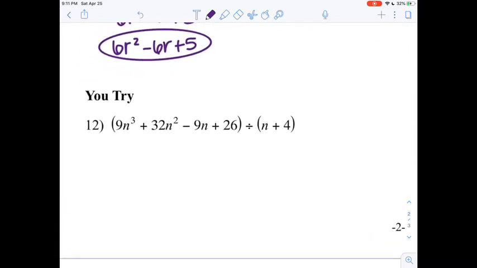Okay, go ahead and do the try. Try to see how quickly you could get it done, because this truly is a shortcut. You could get these problems done in a few seconds. And then come back and see if you get the same thing as me.